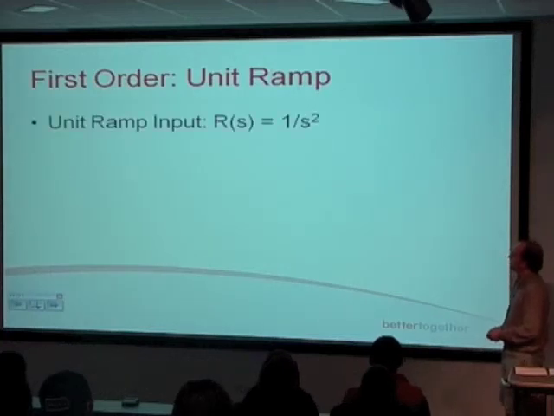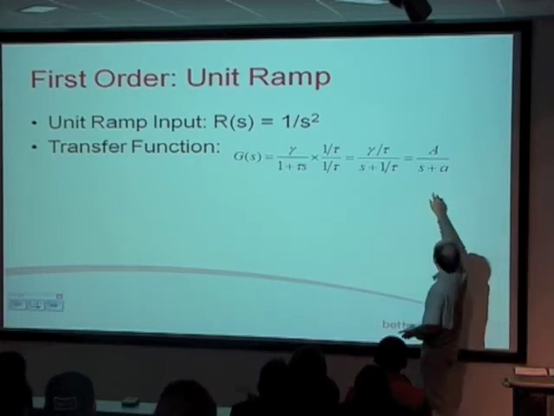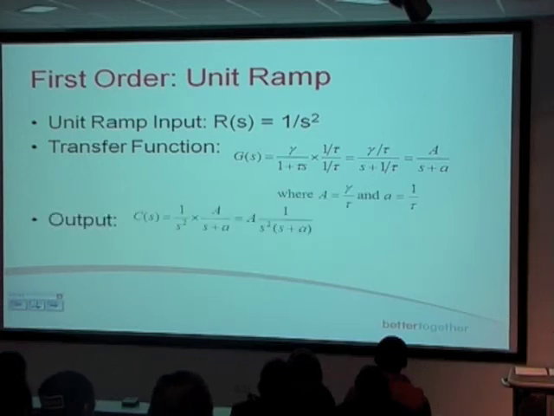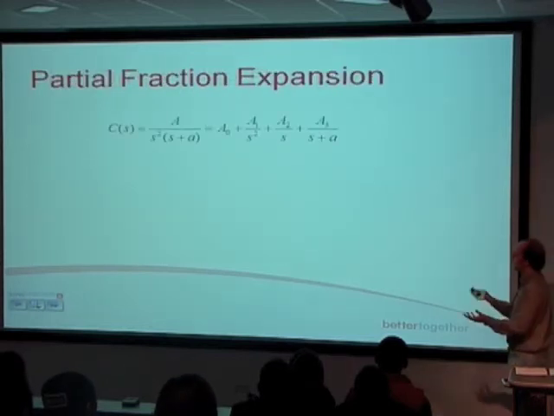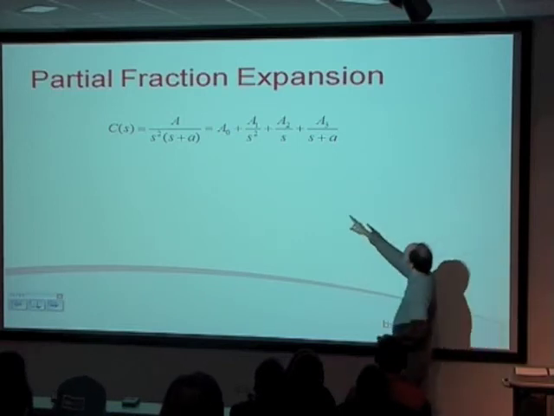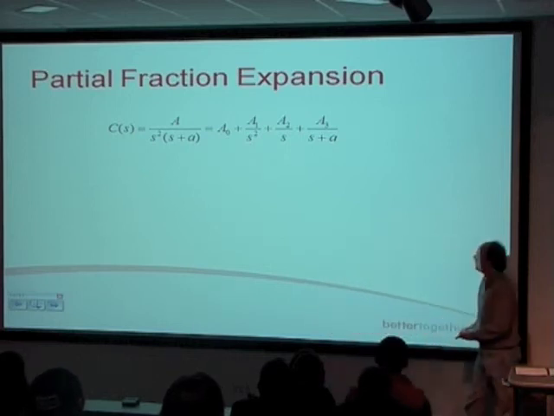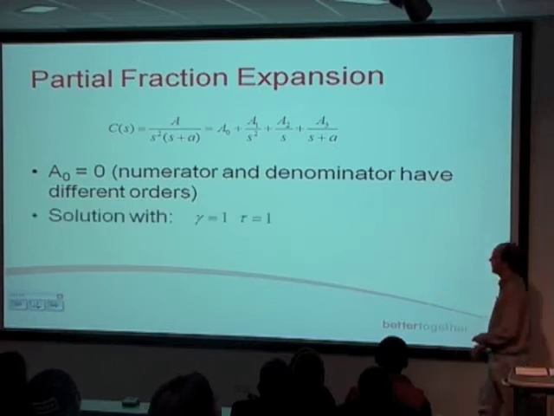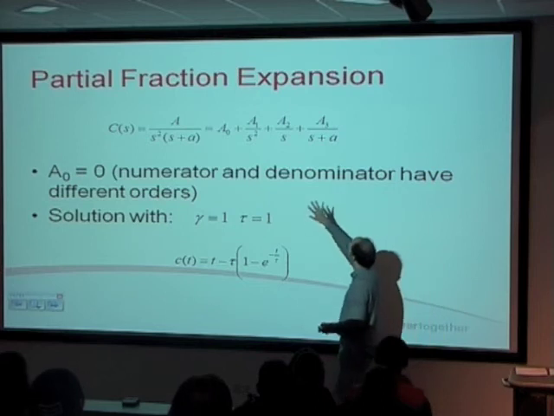What about a ramp input? Well, let's use a unit ramp. The transfer function, again, I've rearranged it to put it in this sort of form, and multiplied by 1 upon s squared. And I won't go through the maths this time. It's not listed on the Laplace transform table, so again, you expand it out. If you've got an s squared, you must have the 1 upon s as well. So we've got 3 terms. A naught is 0, different orders. And the solution with gamma equals 1 and tau equals 1 is that you end up getting this as our form.